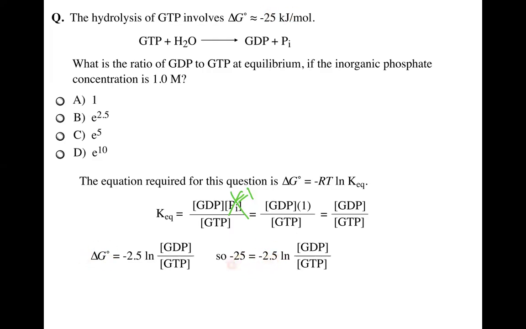So I'm going to divide each side by negative 2.5, so divide through like I mentioned, and then put e to the power to get rid of ln. E to the 10 is going to be ln of that ratio. E to ln cancels. So the ratio is e to the 10th, choice D.